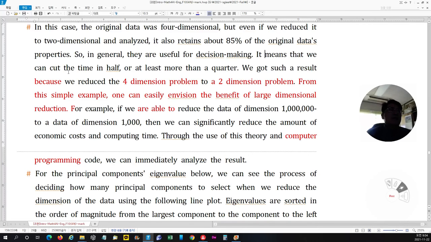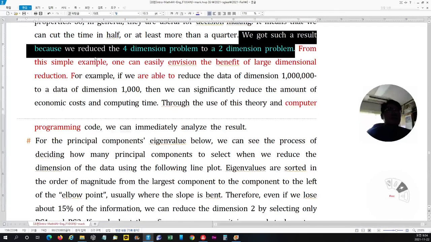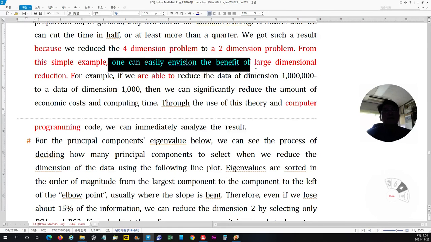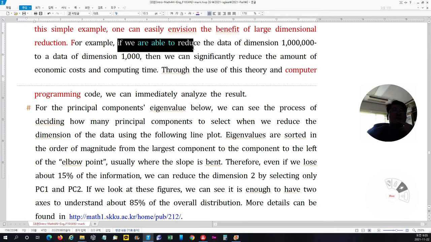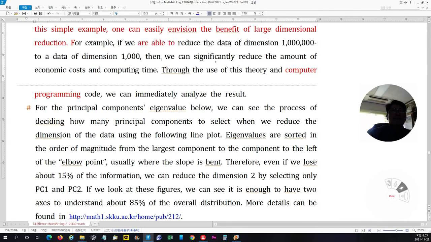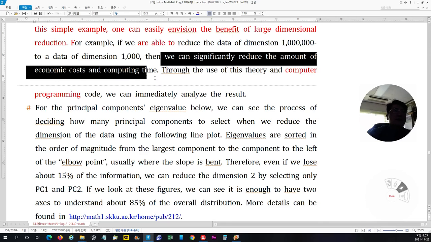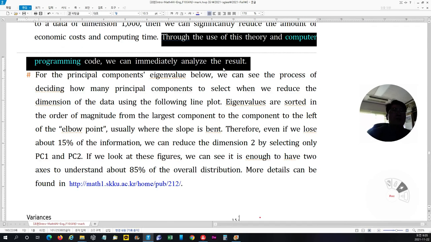It means that we can cut the time of computation in half or at least more than a quarter. We got such a result because we reduced the four-dimension problem to a two-dimension problem. From this simple example, one can easily see the benefit of large dimensional reduction. For example, if we are able to reduce data of dimension a million to data of dimension 1,000, then we can significantly reduce the amount of economic cost and computing time. Through the use of this theory and computer programming code, we can immediately analyze the output to make our decision.